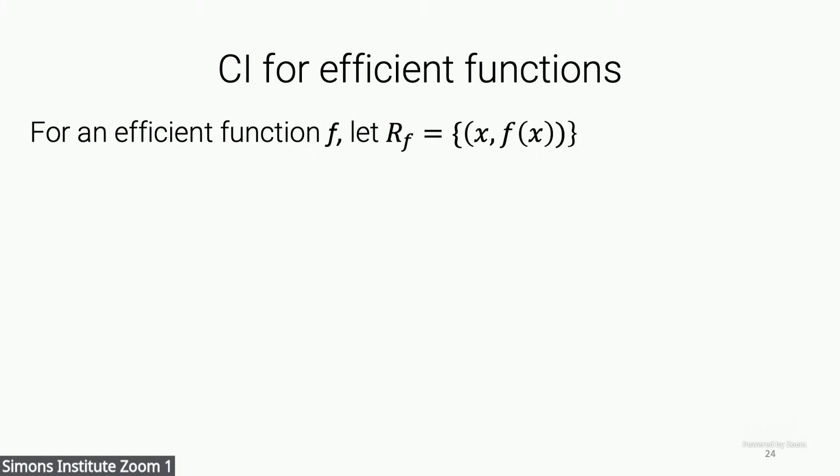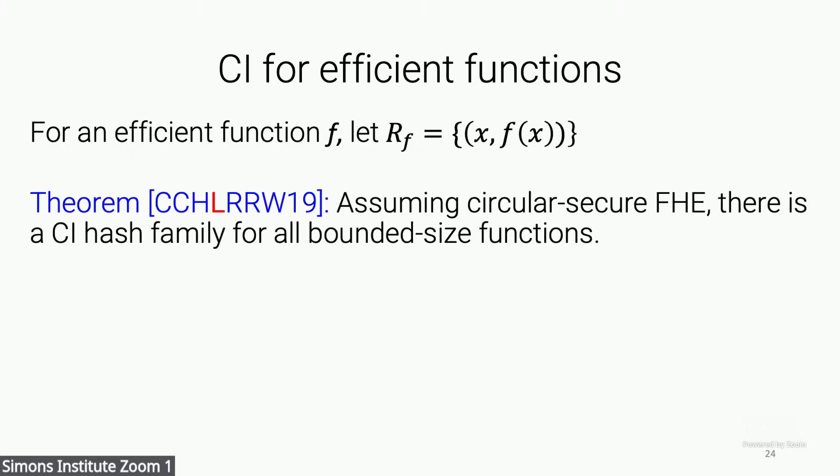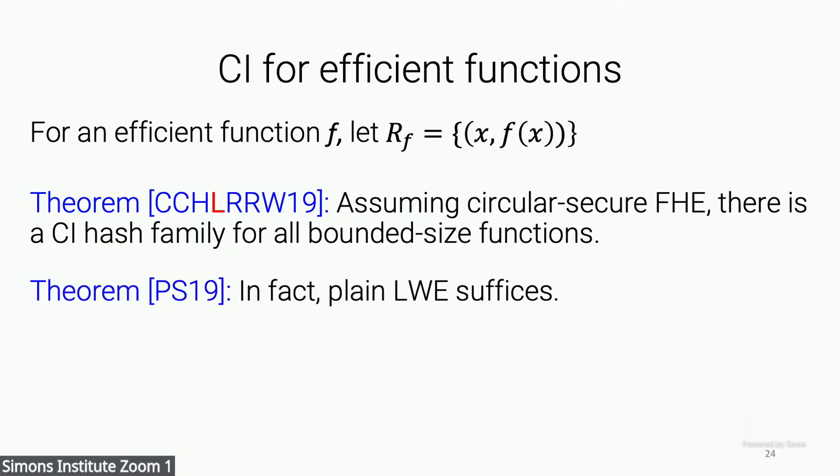You can just consider relations such that every first argument has a single second argument belonging to the relation along with the first one. So these relations are what are called functions, right? Relations with a unique output for every input is exactly a function. And so it turns out that we can build, under standard assumptions, correlation intractability for all functions that are computable in a bounded polynomial time.